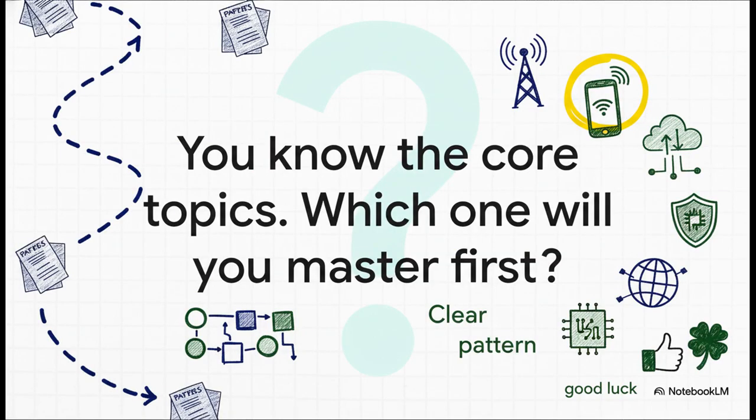Look, we've laid out the roadmap for you, and it's based on years and years of past papers. The pattern is undeniable. So now, the only question left is, which one of these 5 topics are you going to master first?